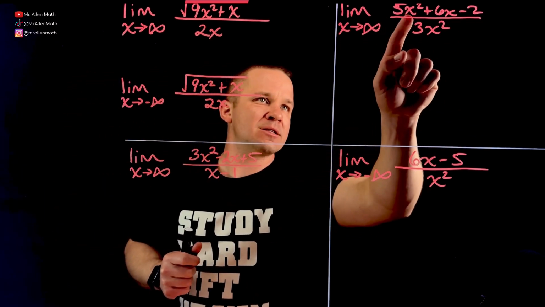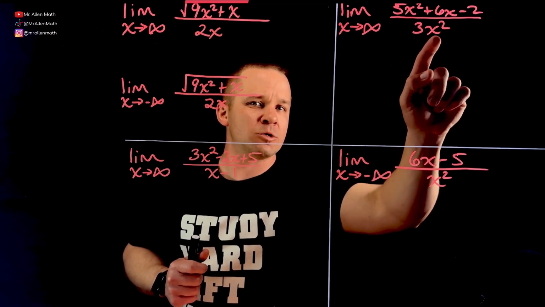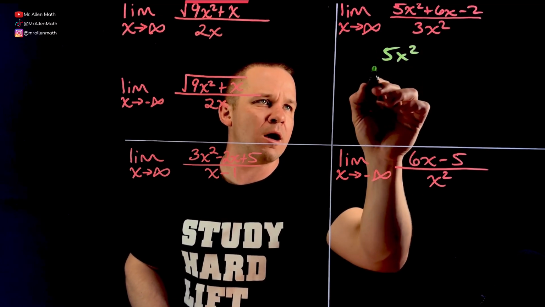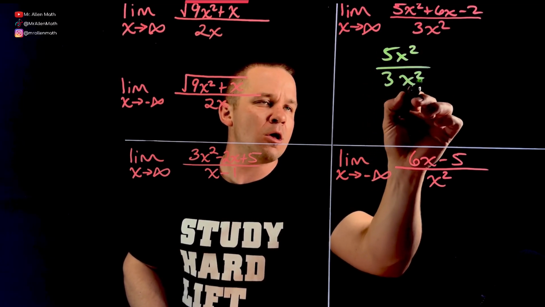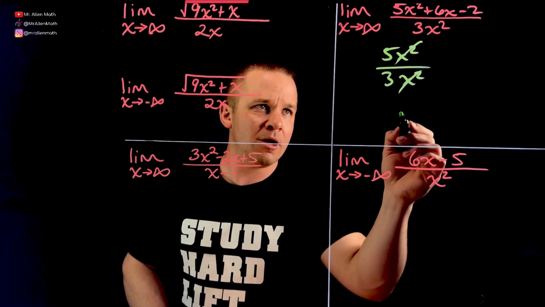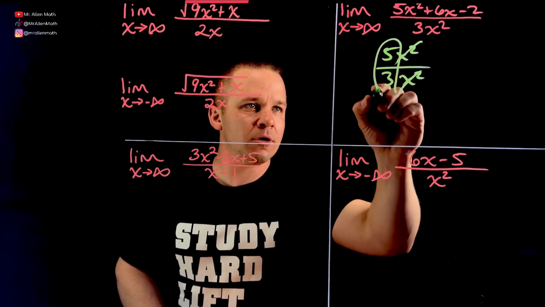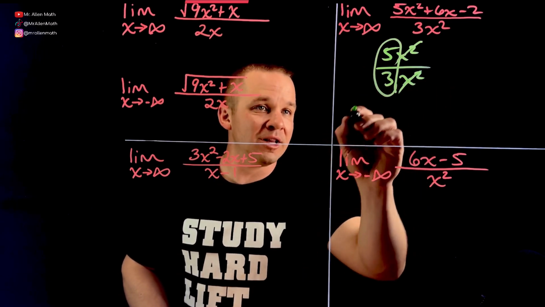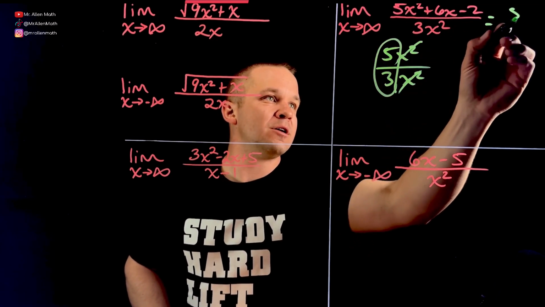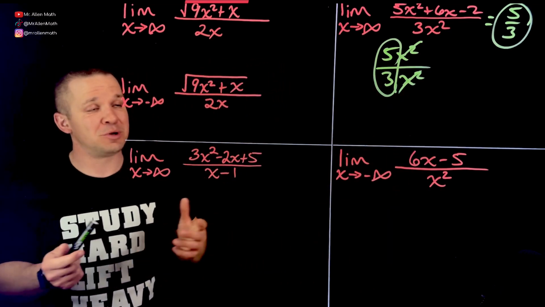If x keeps getting infinitely larger, the x squareds are going to cancel each other out in a way. If I had 5x squared over 3x squared, a million squared over a million squared just cancels out. A billion squared over a billion squared cancels out too. And I'm just left with 5/3. So the limit as x approaches infinity of all of this is just going to be 5/3. Boom. That's it. It's beautiful.